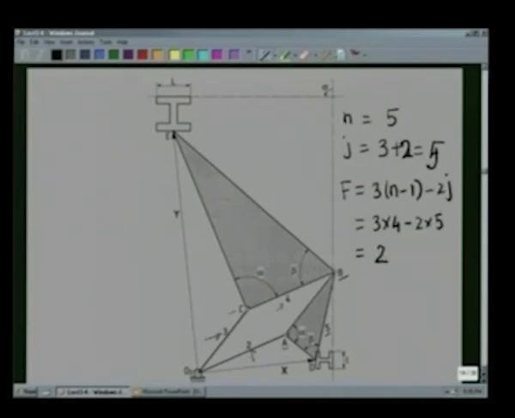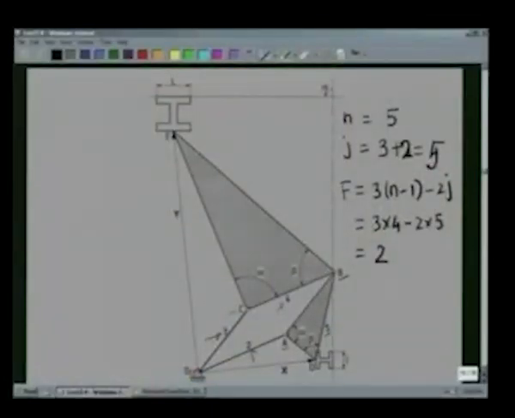Thus, we have a 2-degree of freedom mechanism, and this point D of this link can be taken anywhere arbitrarily on this plane, because it has 2 degrees of freedom. It can take any x value and any y value. So, this point D can draw any figure.